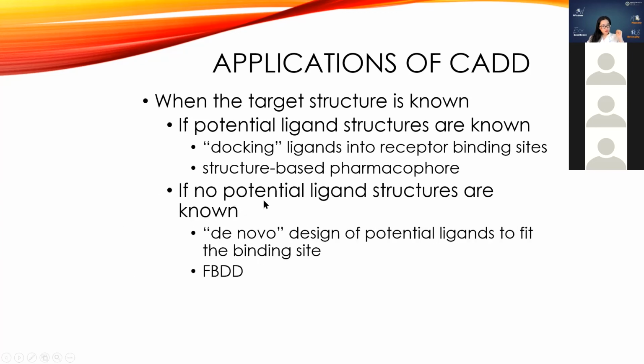If no potential ligand structures are known, de novo ligand design can fit the binding site, or fragment-based drug discovery. So you have the pocket and you use de novo design or fragment-based drug design to fit the ligand into the pocket. That's an imaginary ligand. You grow them from here or you link them from here.